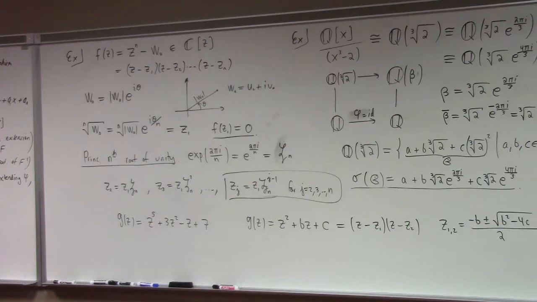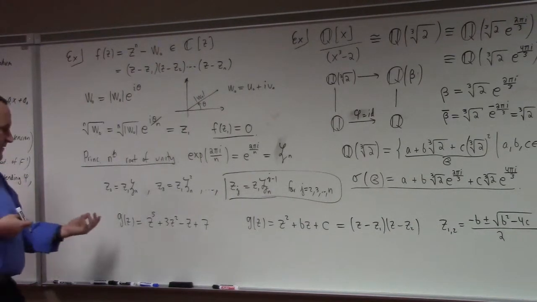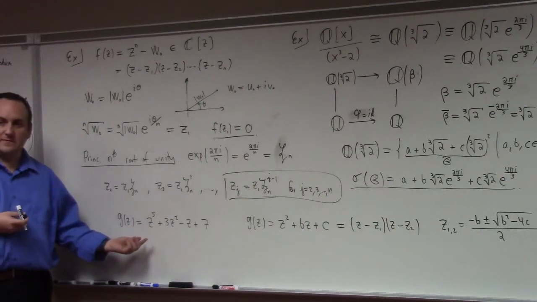I know that there exist 5 zeros of this, because the fundamental theorem of algebra tells me that a 5th order polynomial over the complex numbers has 5 roots, possibly repeated. So I know they exist. I have arguments that they exist. But how do you actually find them for a generic 5th order polynomial, right?